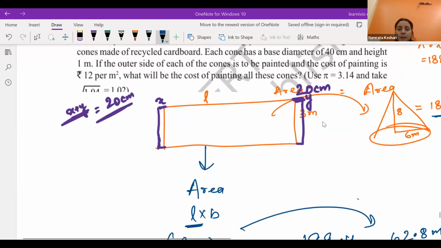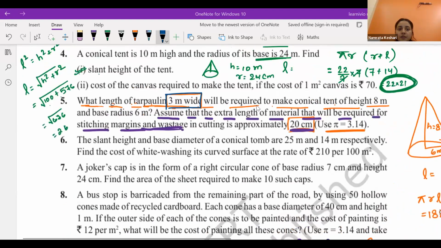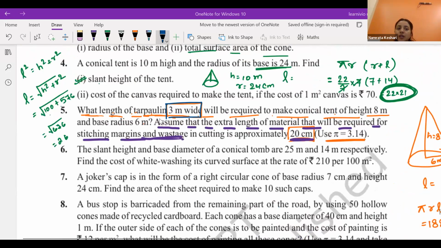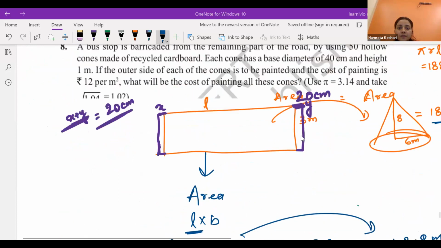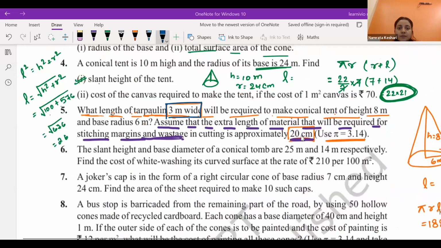Do we have to change 20 centimeters into meter? We have to find the total length. What length of the tarpaulin? What is the total length if 20 centimeter is going in waste? So what is that extra length? It doesn't say the total length, we have to find from here. Getting it? Everyone getting it? Hanan, Sarah.